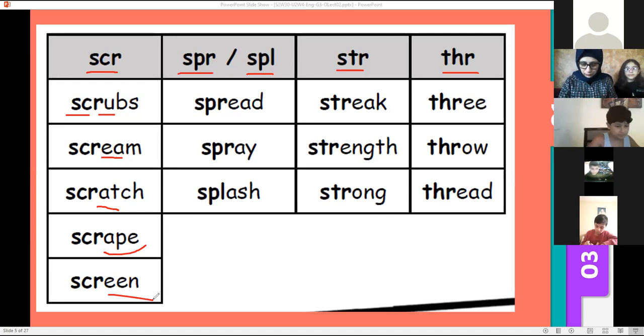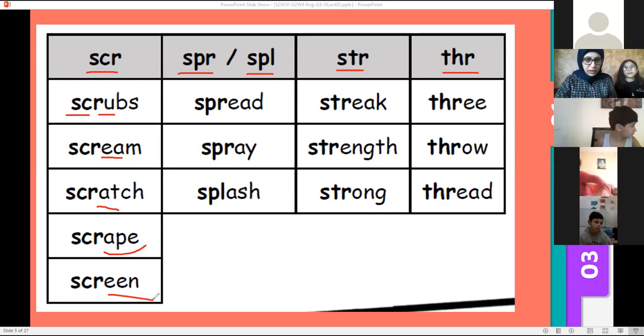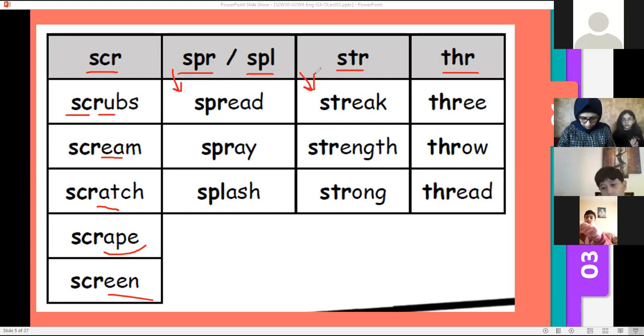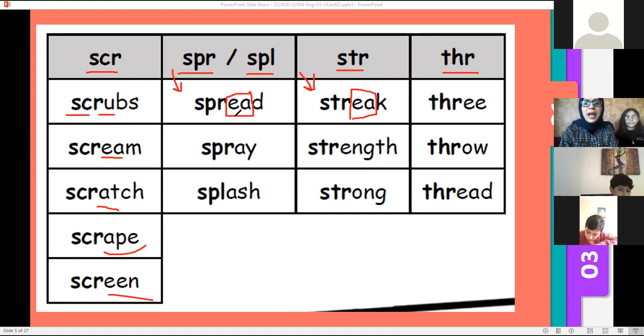Aline. Yalla, Aline, read for us this column and this column. Okay. Spread, spray, splash, streak, strong, strength. So Aline, you said here is spread and here you said streak. Look at the team E and A. What sound does this team make in spread?